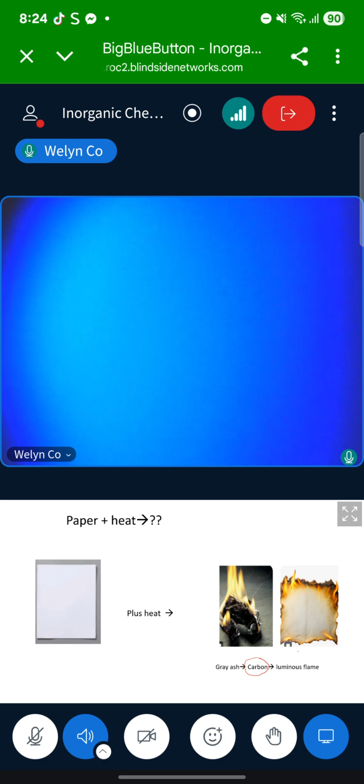Anong kulay ng apoy ang nakikita mo? Yellow flame. And this is your luminous flame. Okay? Kaya mayroon tayong napag-aralan regarding sa type ng at color ng apoy na binibigay ng Bunsen burner. We have done it before.